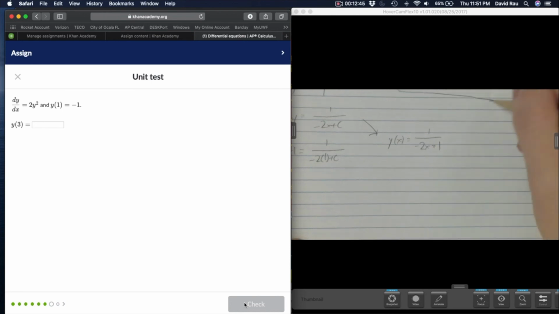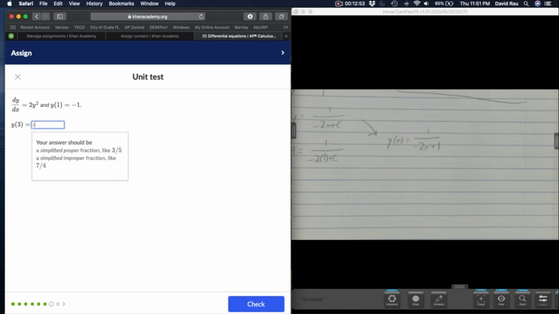And the last thing they want me to do is plug in 3 for this. And when I do that, I'll end up with 1 over negative 5, or in other words, negative 1/5. Again, I'm going kind of fast. Hopefully I'm not making mistakes.